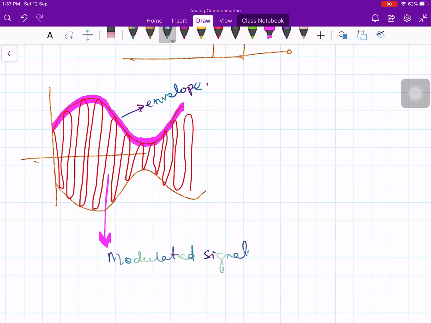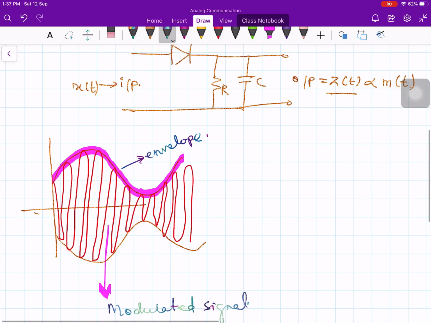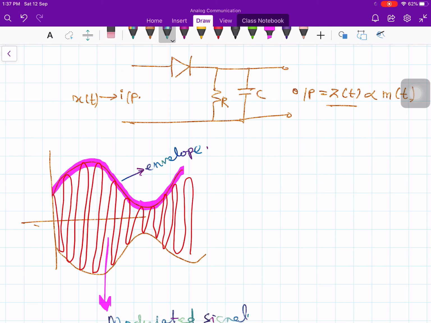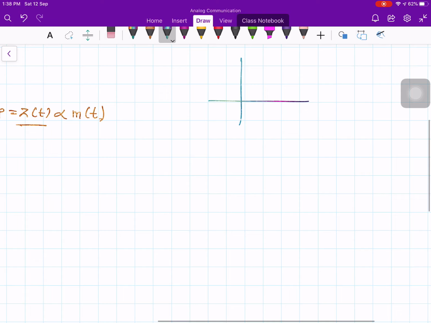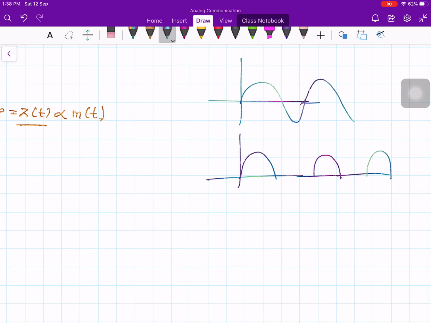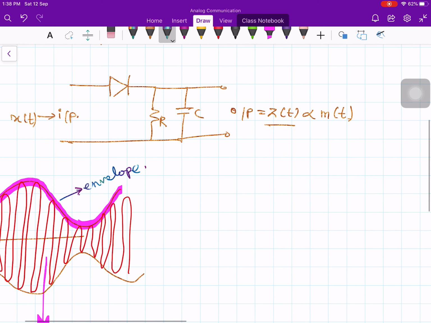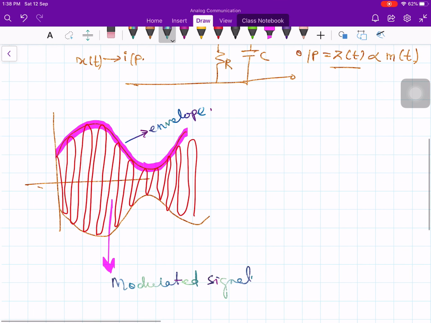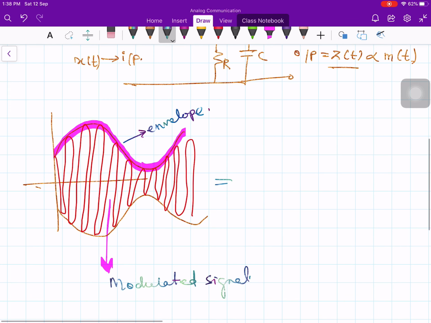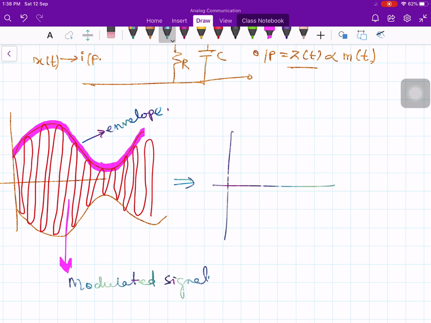Now look at the circuit. The diode will conduct only if it is forward biased. That means you can think of this action as some kind of rectification action. Recall from your electronic circuits, if you give a sine wave like this, then a half-wave rectifier will give only positive half cycles like this. More precisely, we will see what is happening in this circuit. Obviously we only look at the positive half cycle of the carrier wave. So the output of this will be only the positive half cycle of the carrier wave like this. The negative half cycle will be completely removed because of the rectification action.